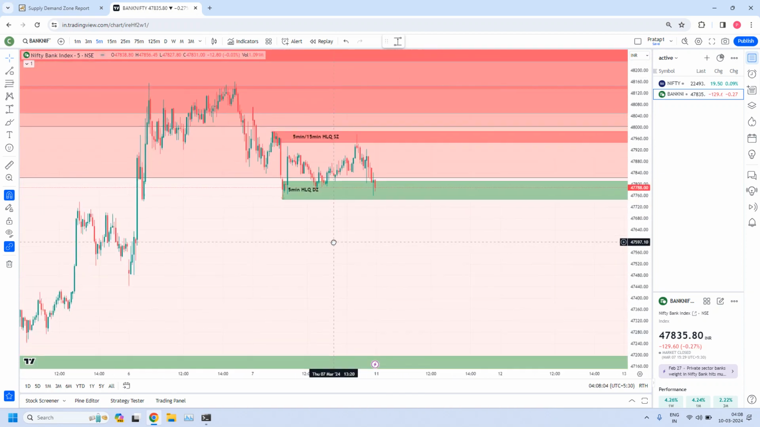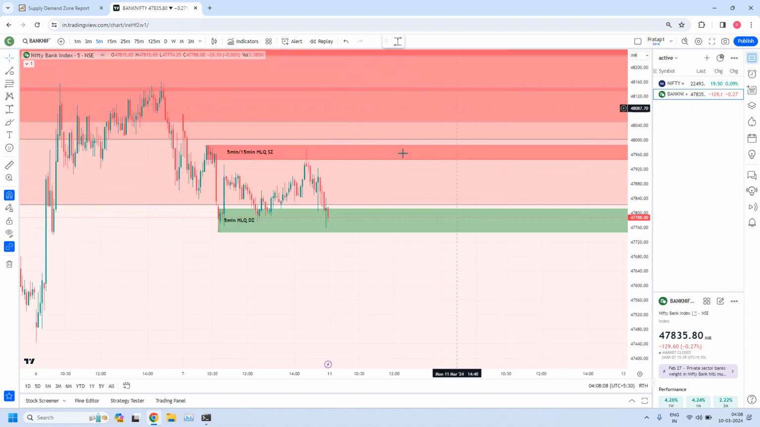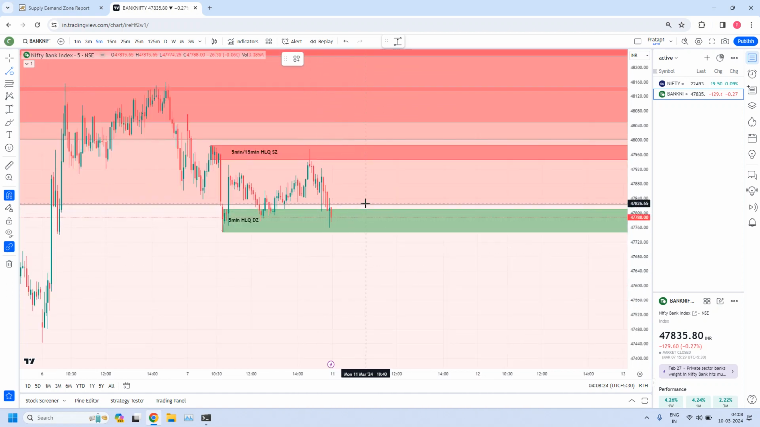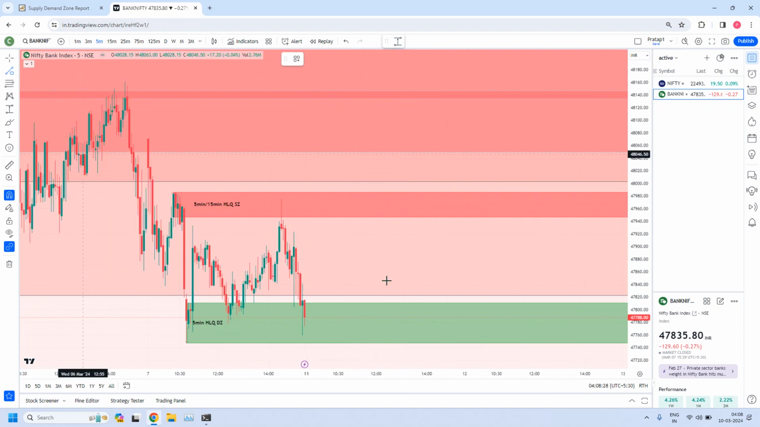So what could be the range on Monday? The immediate range is this 5 minute zone to this 15 minutes high liquidity or 5 minutes high liquidity. One of these zones has to be violated on Monday. If it is not violated, Nifty range will be limited to this area. Let us see what institutions will do. But at present, the range could be from here to here. This is the immediate first range.